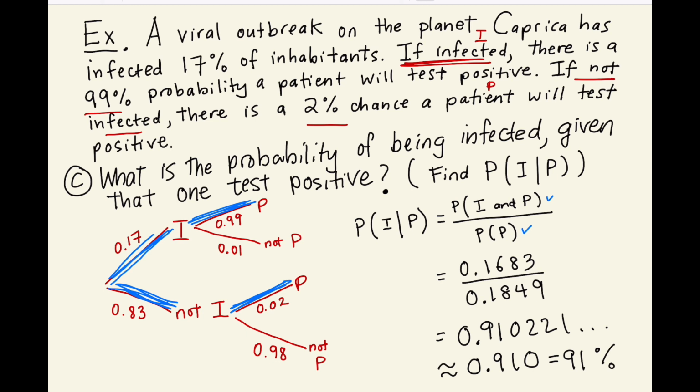This also is Bayes' theorem. I just want to point out, in order to find this probability, the probability of being infected given that you tested positive, this is an application of what we call Bayes' theorem.